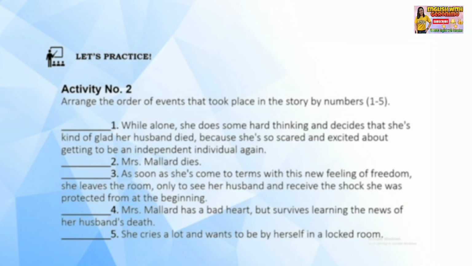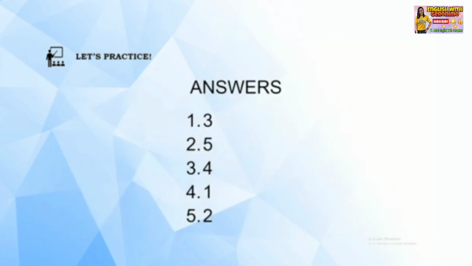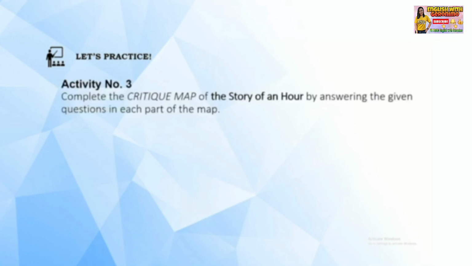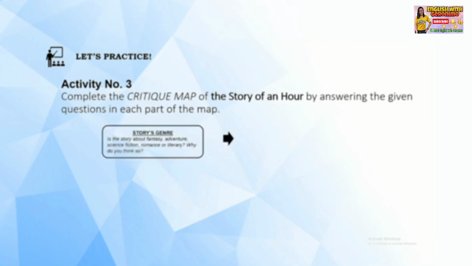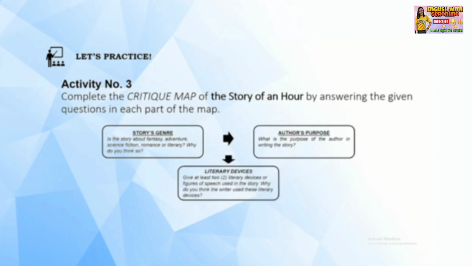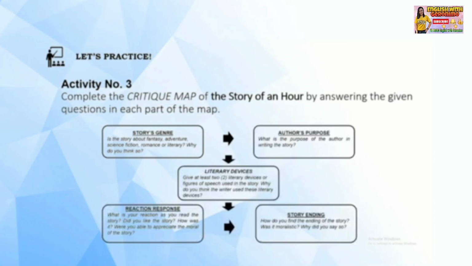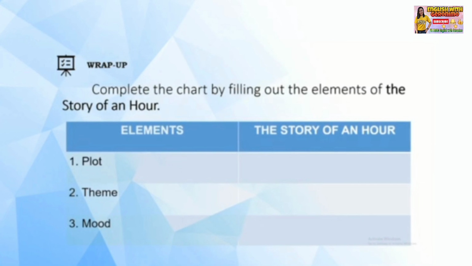Time's up. Here are the answers. 1, 3, 2, 5, 3, 4, 4, 1, and 5, 2. For the third activity, complete the critic map of the story of an hour by answering the given questions in each part of the map. Use a sheet of paper for your answers. To wrap everything that we have talked about in this lesson, let us do this activity. Complete the chart by filling out the elements of the story of an hour.